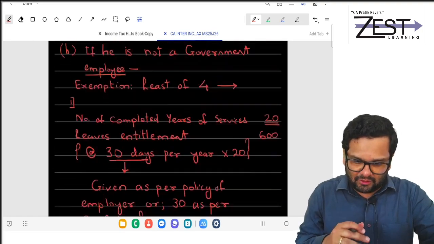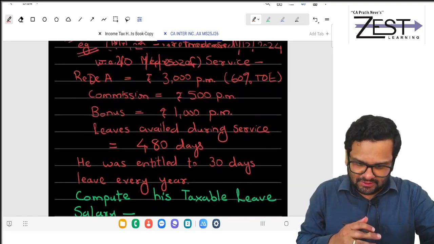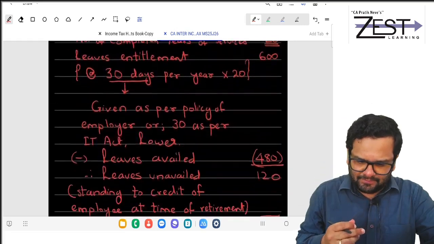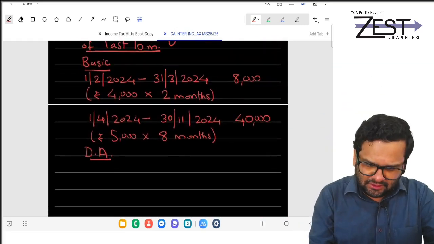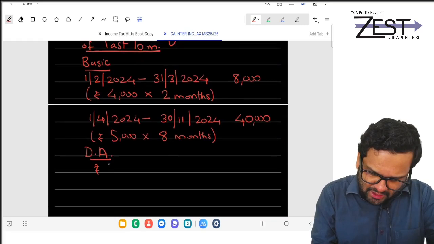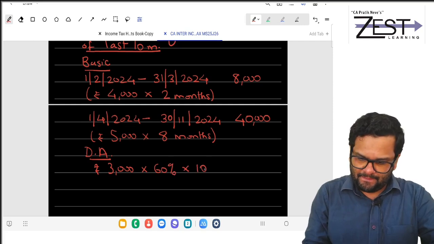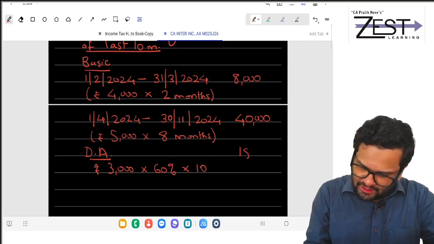Answer, because my question is gone for toss. DA is 3,000 per month. 60,000 is the terms of employment. So can I calculate DA like this? 3,000 into 60% into 10 months. Is it 18,000?